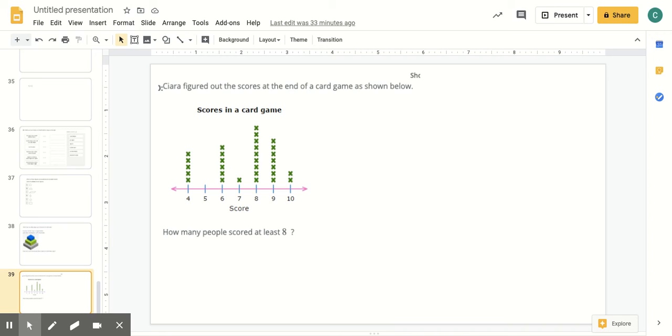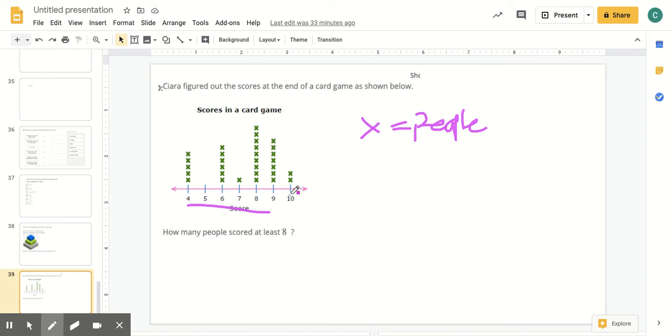Our last error analysis for the week is a line plot. Ciara figured out the scores at the end of a card game as shown below. So the numbers below represent the scores. Now I need to infer from this that the X's represent people that got that score.